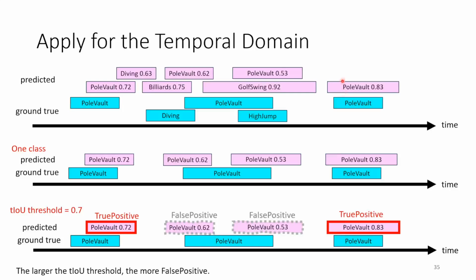Here, we can apply it to the temporal domain, the same. The idea is the same. For example, this is time, and you have several ground truth classes or actions, and this is your predicted result. Now, you consider one class only, just like we consider dog only. Here, let's suppose we only consider the pole vault. So let's remove all of them. So this is the pole vault. Let's ignore the diving and the high jump.